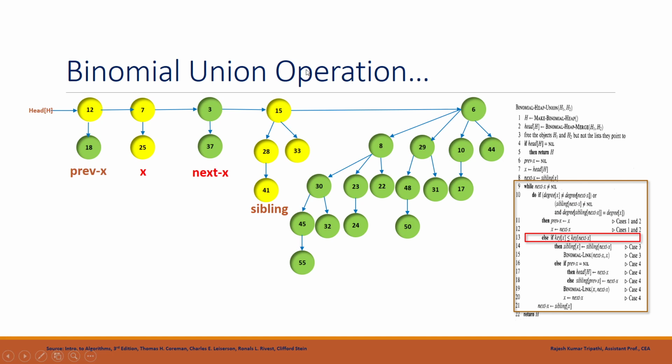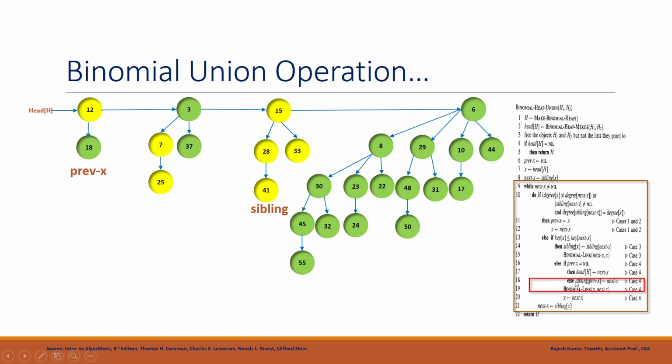Again we have to check if key of x is less than or equal to key of next x. No. So we will go to the else-if case. Here again we will check if previous x equals nil. Is previous x equal to nil? No. So again there is an else condition here, so we will reach here. What we will do is assign next x to become the sibling of previous x. So we have merged the 7 and 25 will become a left child of the 37 that we have linked, x and next x. Okay.